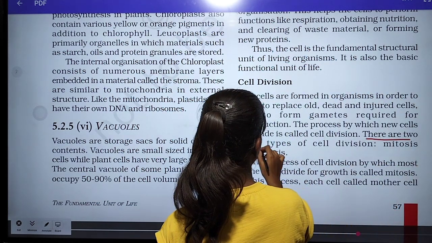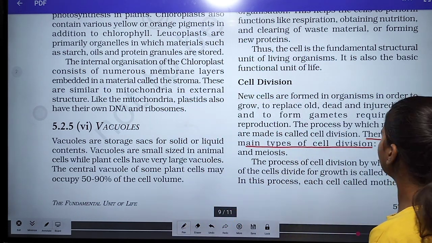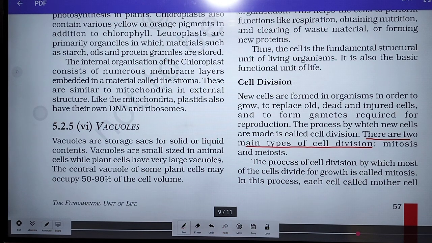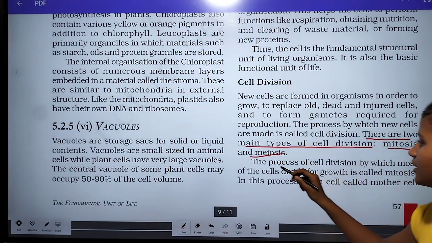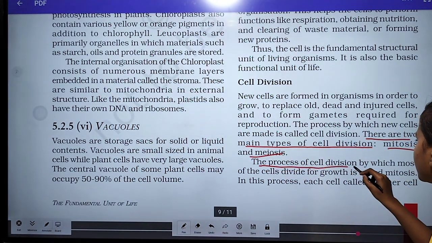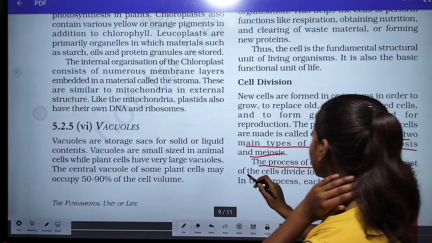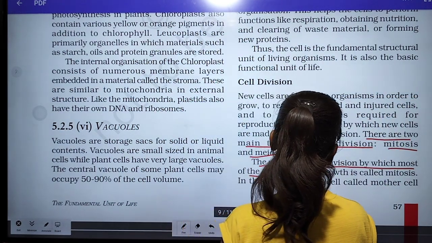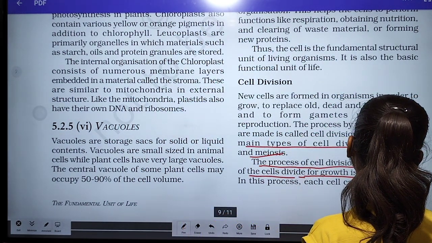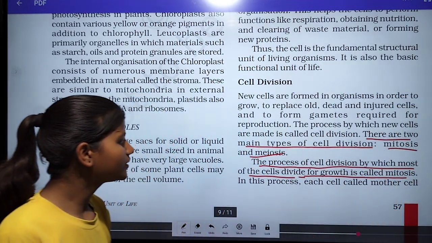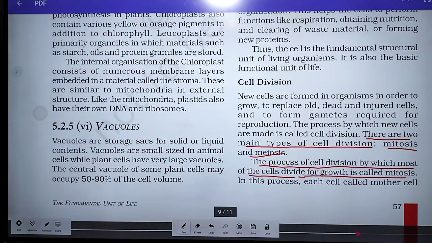There are two main types of cell division: mitosis and meiosis. The process of cell division by which most of the cells divide for growth is called mitosis.